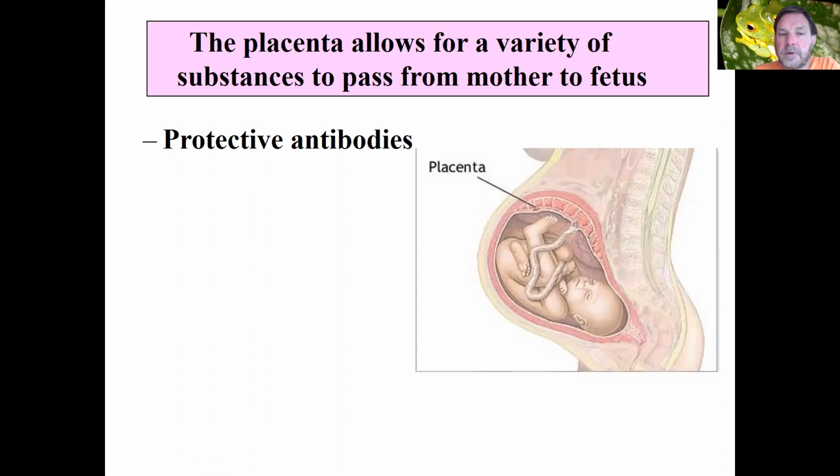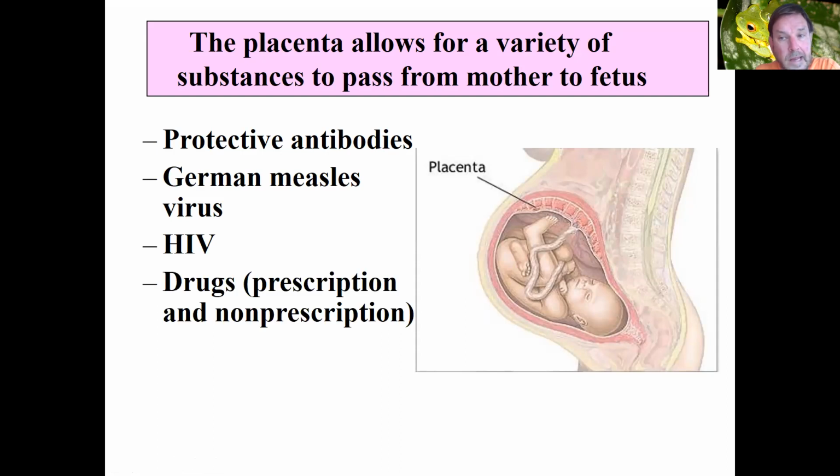The placenta allows for substances to pass through, including protective antibodies. But other bad things can pass through. Viruses like German measles, HIV. So if the mother has HIV, the fetus can get infected too. Drugs, both prescription and non-prescription. Alcohol, which is a problem. It can affect development of the fetus negatively. You have what's called fetal alcohol syndrome.